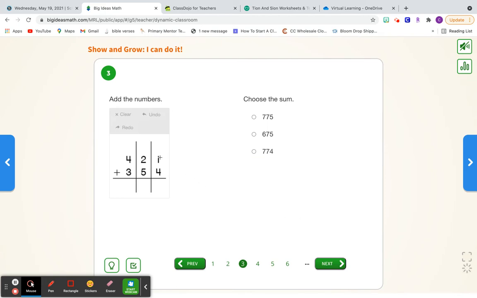All right, now we don't have any regrouping in our ones. 1 plus 4 is 5. All right, no regrouping in our tens. 2 plus 5 is 7. And no regrouping in our hundreds. 4 plus 3 is 7. So our answer is 775.